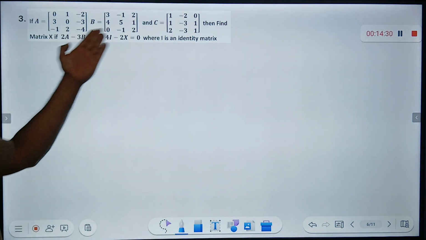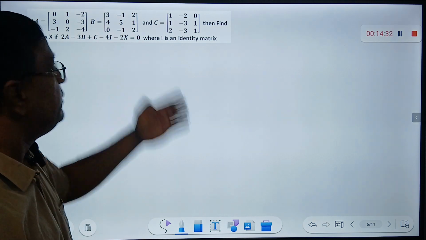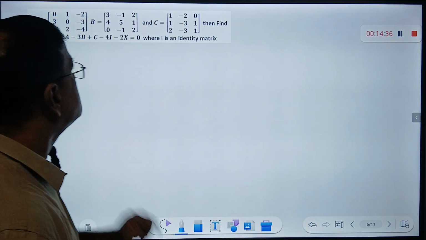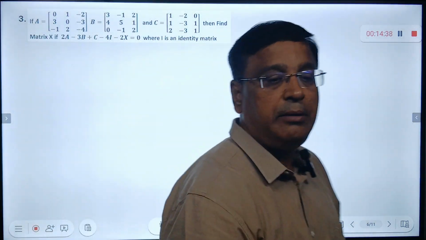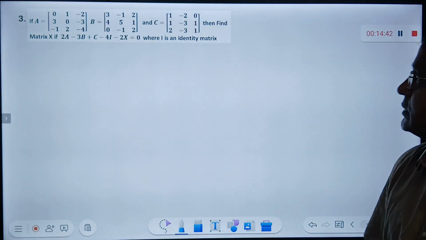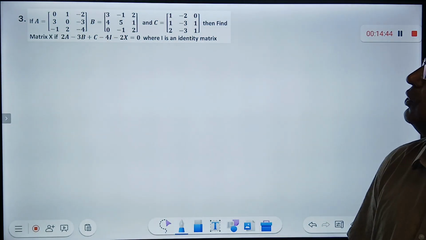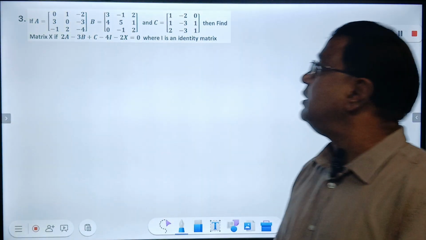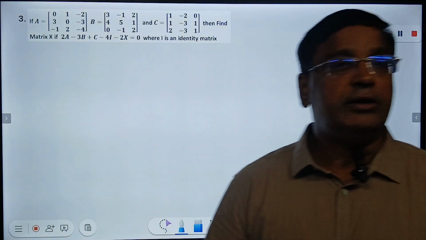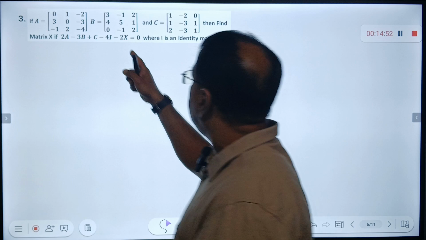Now this is a beautiful sum, a little lengthy. A is given, B is given, C is given. Now clearly A, B, C, all of them are of the same order and all of them are square matrices. And I have an equation 2A minus 3B plus C minus 4I minus 2X is equal to 0. He is asking us to find the matrix X. To find matrix X, what do I do?